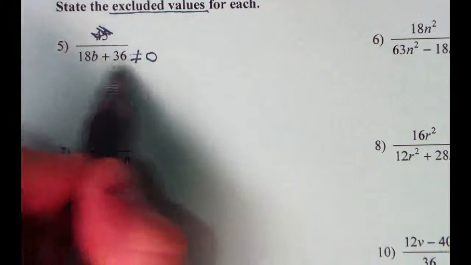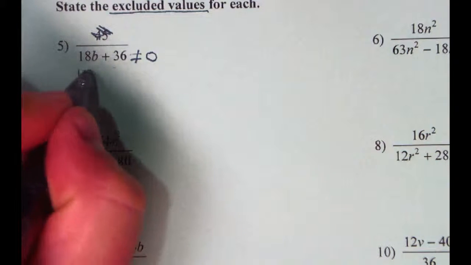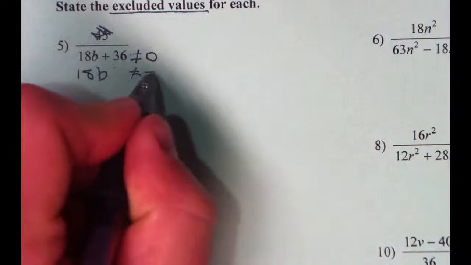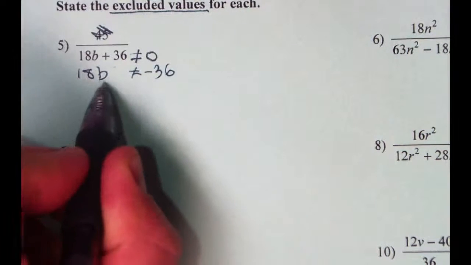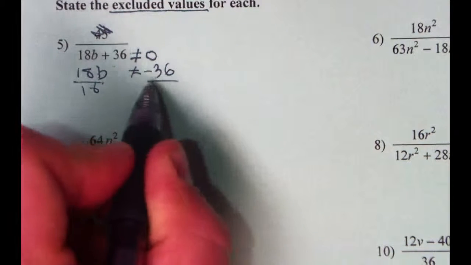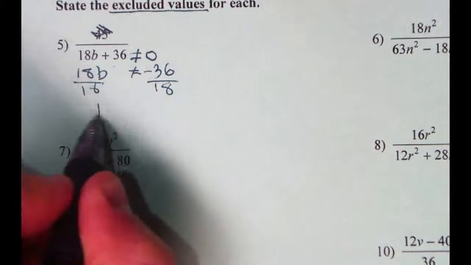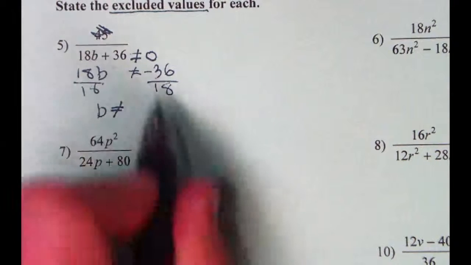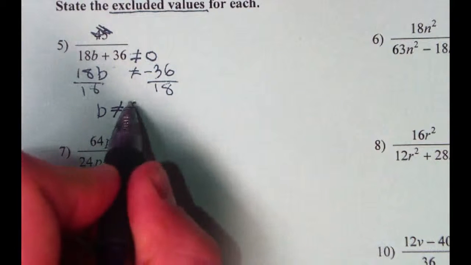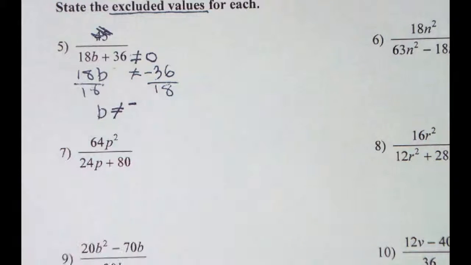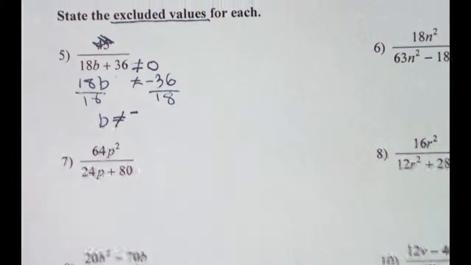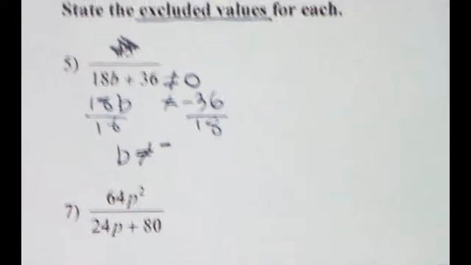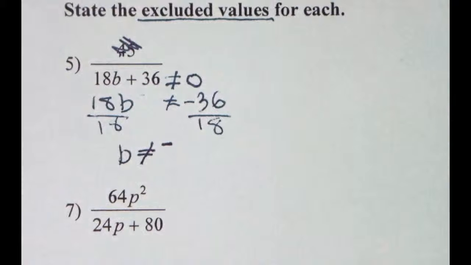And then subtract 36 on both sides. So you have 18b not equal to 36. Divide both sides by 18. So b not equal to what? Negative something. What is 36 over 18 reduced to? Yeah, probably negative 2.